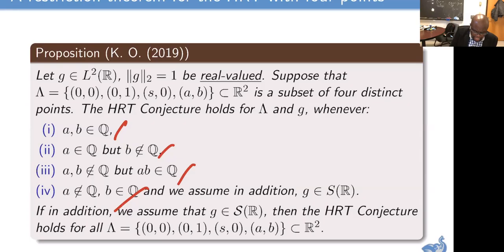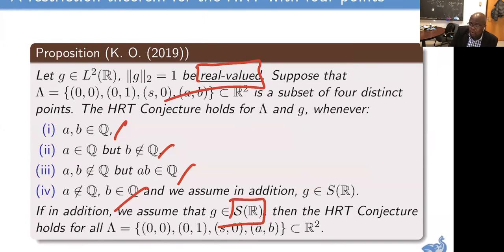And in fact, if in addition to assuming that the function is real valued, I assume that the function is also a Schwartz function, then I can prove that the HRT conjecture is true for any set of 4 points. But here, I want you to make sure that you see that I made a lot of restriction. I'm assuming that the function is real valued. This is a very big restriction that I don't know how to remove right now.